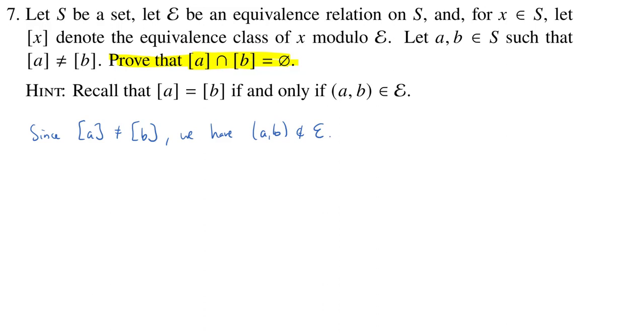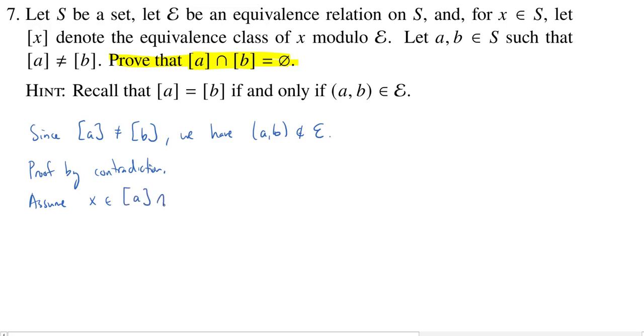All right. So the way we'll try to prove this here is by contradiction. Let's assume there is an element in the intersection. So we'll do a proof by contradiction. So assume, let's say we'll call it X, assume an element X is in the intersection of the classes of A and B.